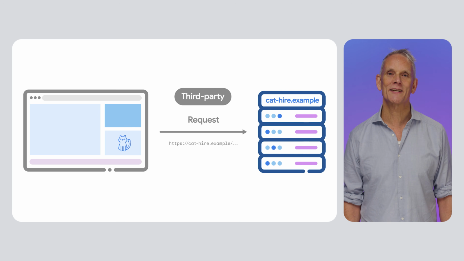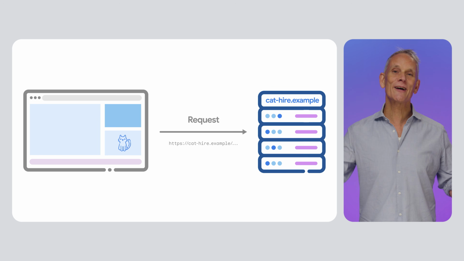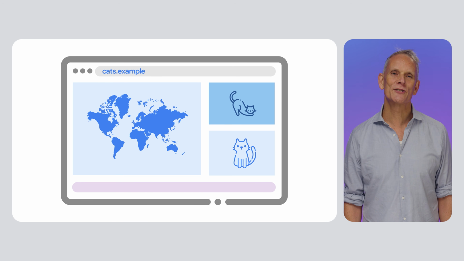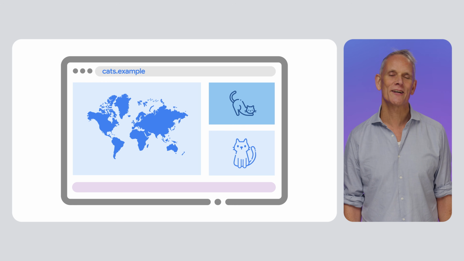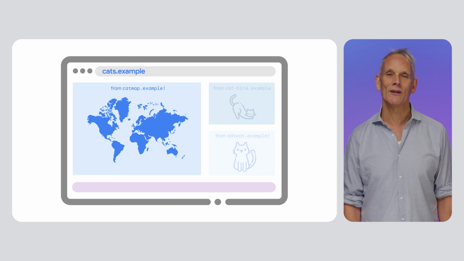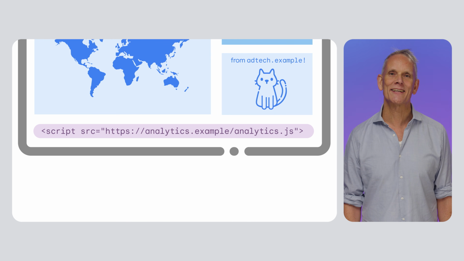Now, a third-party cookie is a cookie set by a site that's different from the site you're visiting. But, what does that mean? Well, imagine that you visit the homepage of the website cats.example. Now, as you can see, cats.example includes content and services from several external third-party sites. A map from catmap.example, an ad from adtech.example, and an analytics script from analytics.example.